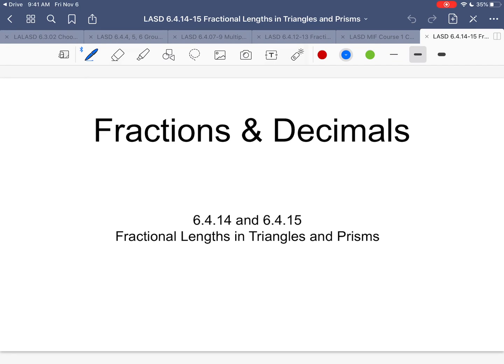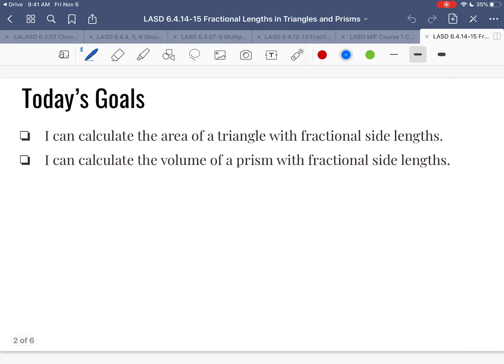Welcome back to the unit on fractions and decimals. Today's lesson is about fractional lengths in triangles and prisms. Today you will calculate the area of a triangle and the volume of a prism with fractional side lengths.